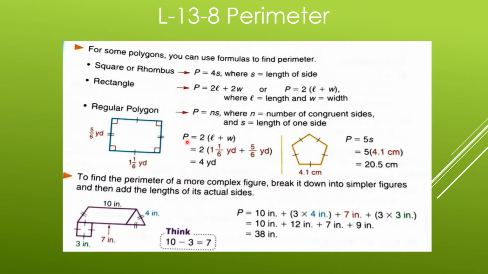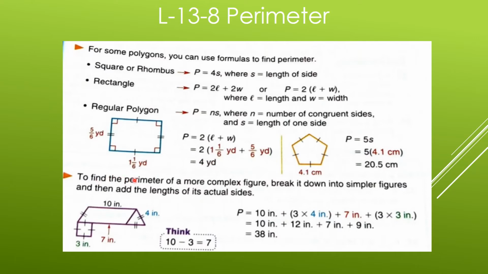And this one is your rectangle. In this one, what is the formula? P is equal to 2(L plus W). What is the L? 1 by 6 yard. And the width is 5 by 6. Then you can add these two numbers and multiply by 2. We got 4 by 3 yard. This is the perimeter.